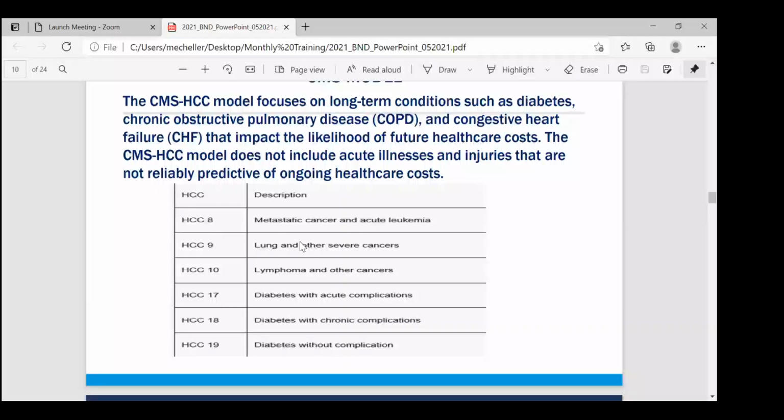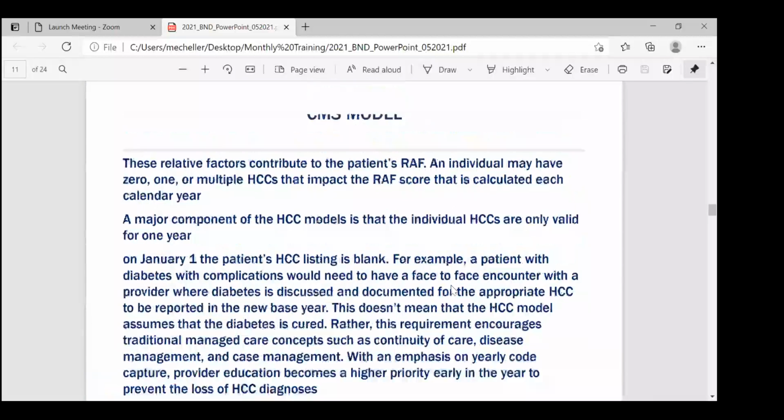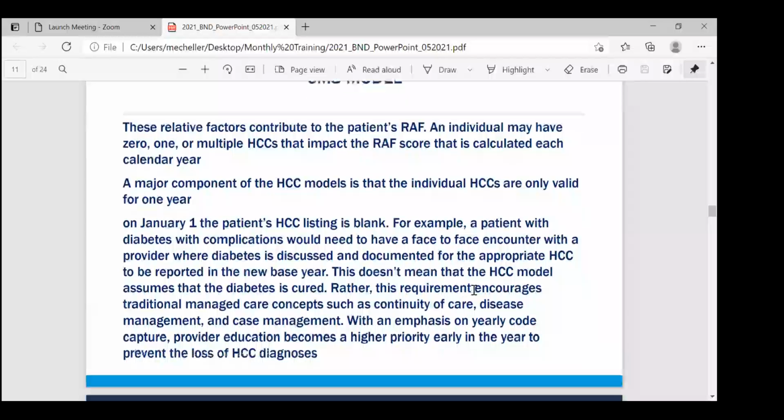So a cancer diagnosis with metastasized attached versus not metastasized will not show in the model if you're not documenting it. So it's key to make sure we're being very specific when documenting conditions and HCC codes. These relative factors contribute to the patient's RAF score. So an individual may have 0 or 1 or multiple HCCs that impact the RAF score that's calculated every year.